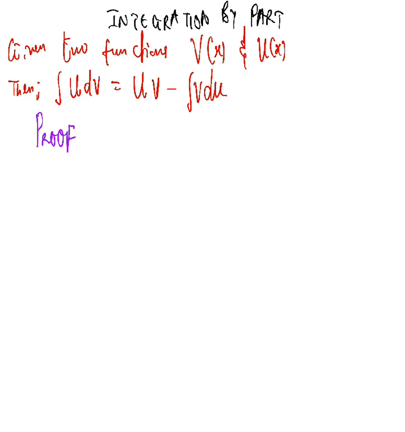All right, so in today's video we have integration by parts. Given two functions v of x and u of x, the integral of u dv is equal to uv minus the integral of v du. Then how do we prove this? After the proof, I'm going to do 3 examples as usual, so that we can understand this integration by parts very well. Now let's start the proof.